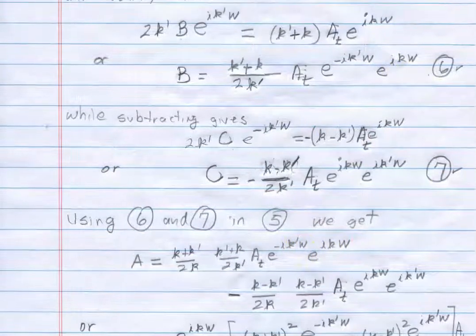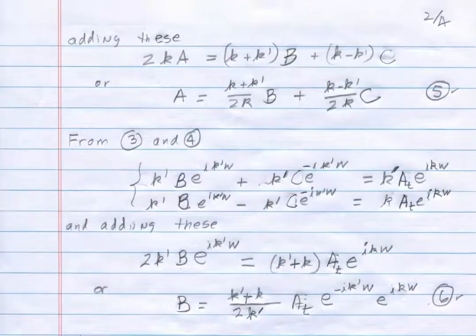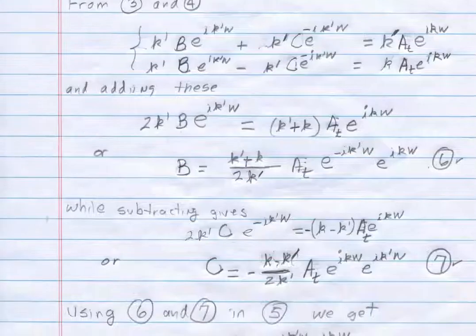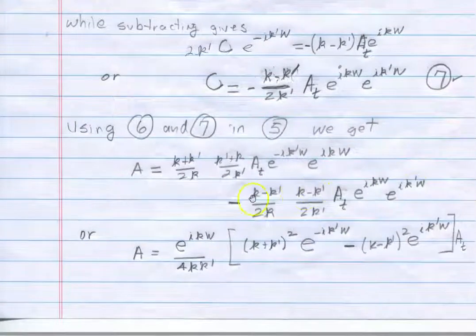And similarly, here's b. I've got k minus k prime over 2k times c. So I'll get a k minus k prime over 2k times c. But c, remember, was minus. I put the minus here. K minus k prime 2k prime a t, e to the i k w, e to the i k prime w.